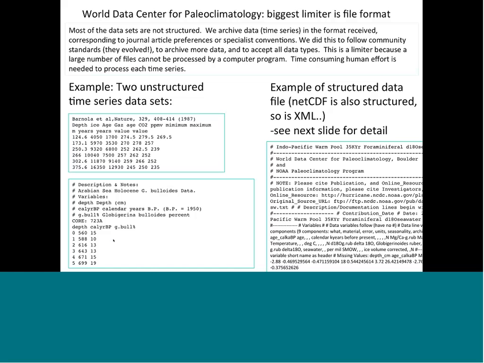We did this in order to follow community standards, but the community standards evolved. We did this so that we could archive more data, and we did this so that we could accept all different data types. But it's a limiter because now the large number of files that one would like to process cannot be processed easily by a computer program. Time-consuming human effort is needed to process each time series. And so in the next slide, I'll show you an example of a structured data file.